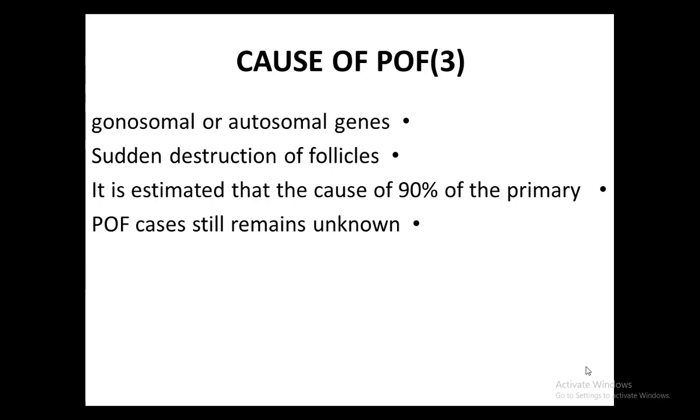The causes of premature ovarian failure include these gonosomal or autosomal genes, or sudden destruction of the follicles. It is estimated that about 90% are primary. The cause of premature ovarian failure often remains unknown, or may be due to the other causes we are mentioning.